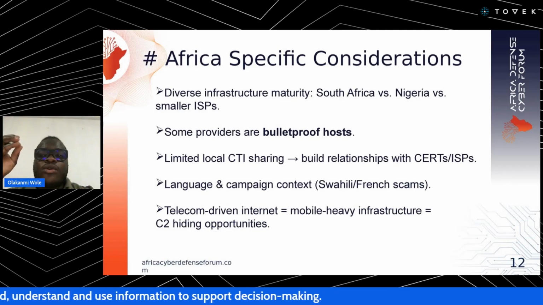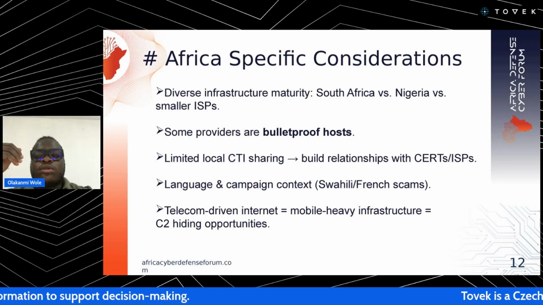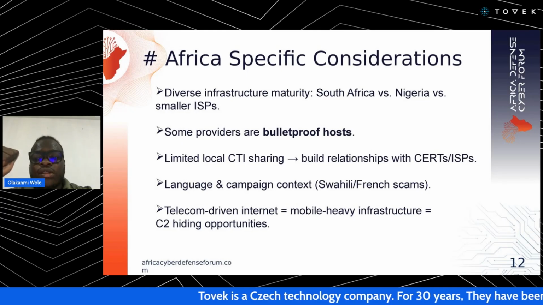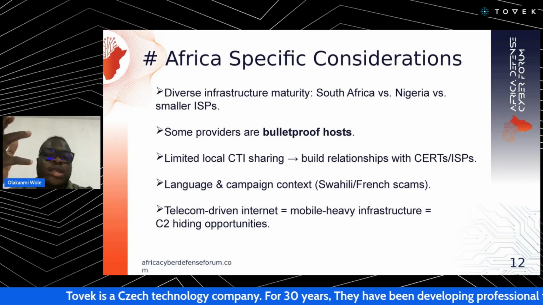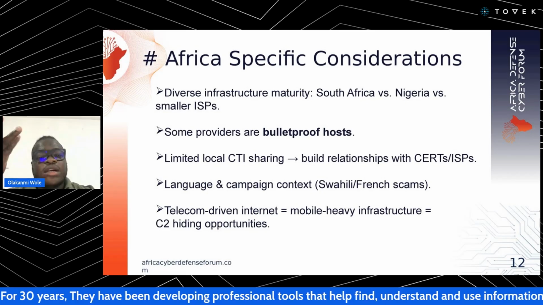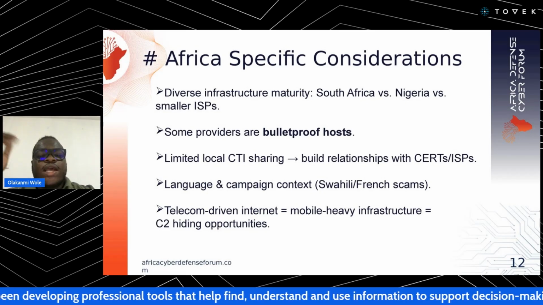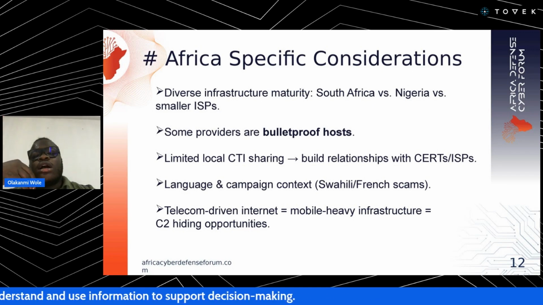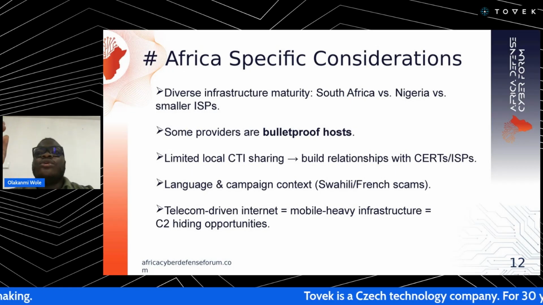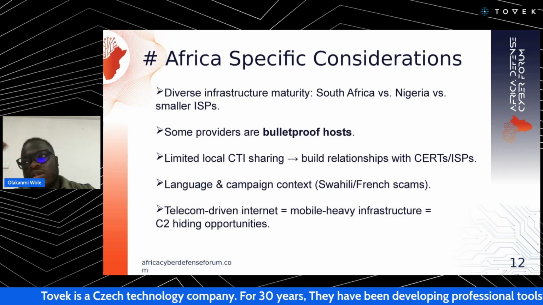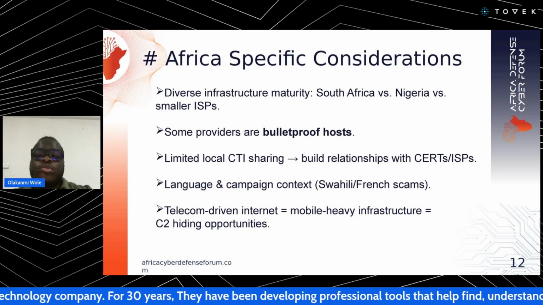And that's exactly why, remember in the beginning of the slides, we talked about places where there is less scrutiny in terms of infrastructure being where attackers are looking to host their infrastructures, right? Also, some providers are bulletproof. This is also something to note. Limited local cyber threat intelligence sharing: we need to build relationships with our CERTs and ISPs to be able to relate the data that we're seeing from our feeds, and see how we can also help on an ISP level to be able to block out these threats.